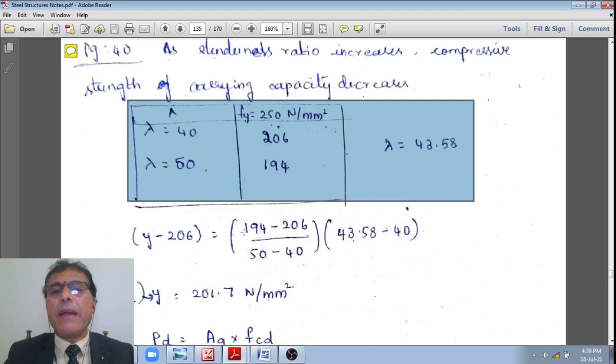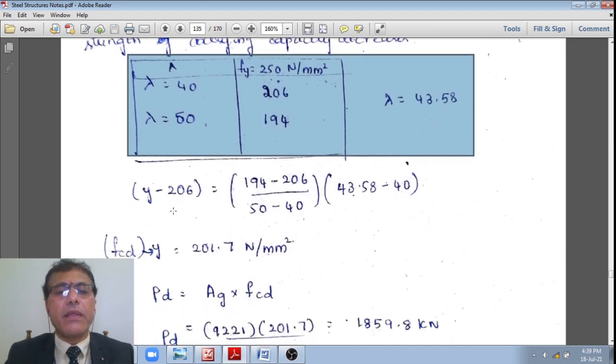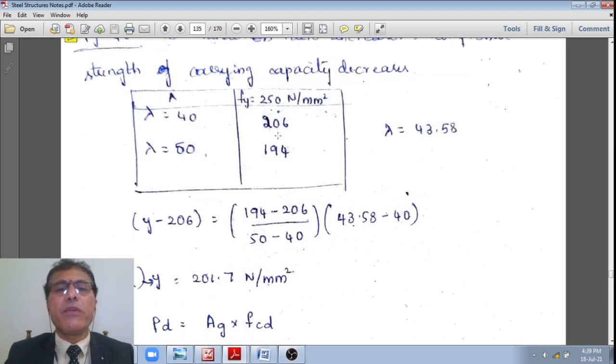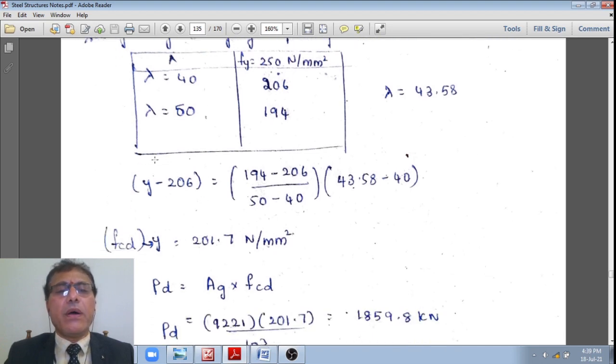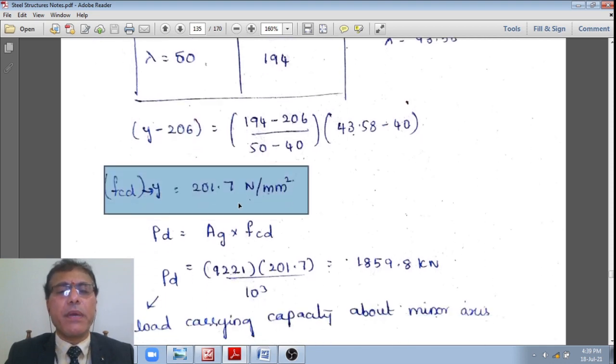Therefore, for lambda equal to 43.58, how much is that value? The interpolation will be done like this. The value is reducing from 206 to 194, so 206 to 194 over a difference of 10, and over a difference of 3.58. How much is the reduction? That is deducted from 206. Now I get 201.7 Newton per mm square.